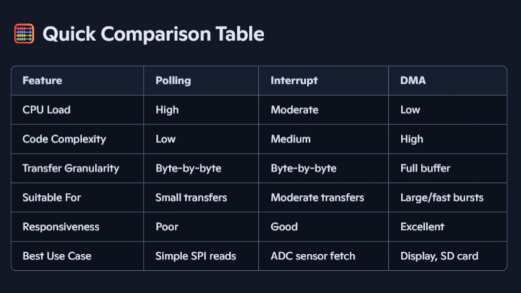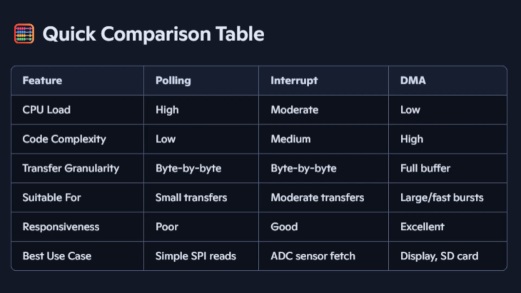Interrupt-based SPI, more efficient than polling. The SPI peripheral triggers an interrupt when the transmit buffer is empty or the receive buffer is full. The CPU ISR, interrupt service routine, reads, writes 1 byte, then returns. Pro, CPU can do other tasks between bytes. Con, still has ISR overhead for every single byte, and can be complex to manage state machines within the ISR for longer transfers. Good for moderate bursts of data.